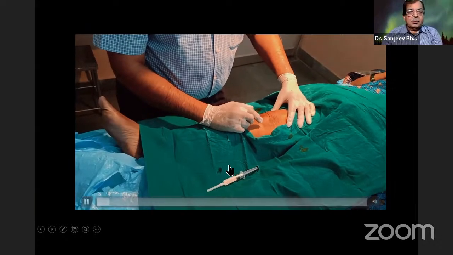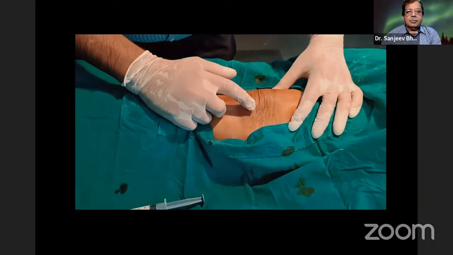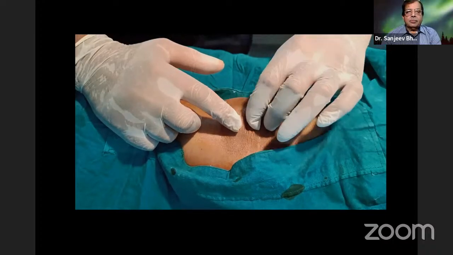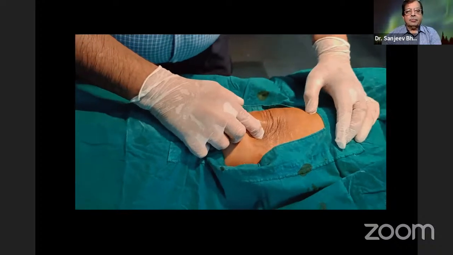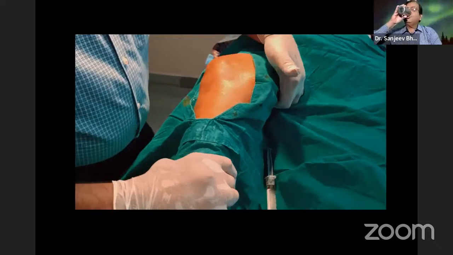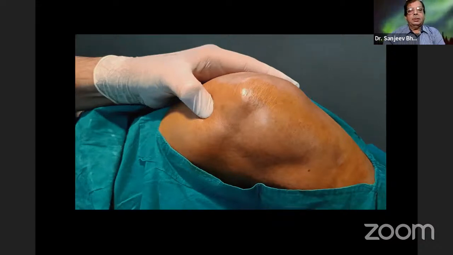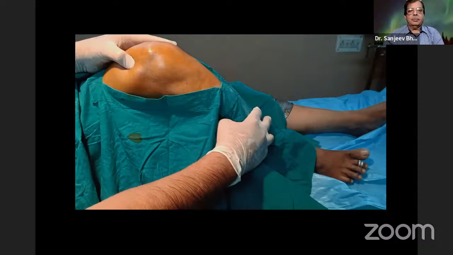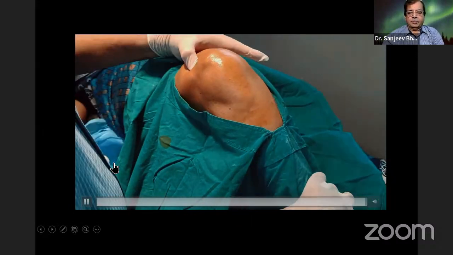In osteoarthritis of the knee, there is always tenderness along the medial joint line at the junction of the medial pole of the patella and the medial joint line. And the patient is having pain here, you can see that. And the second tender spot is at the superior lateral corner of the patellofemoral joint. See the patient wincing when I am pressing there. These are the two common spots where I will be injecting.